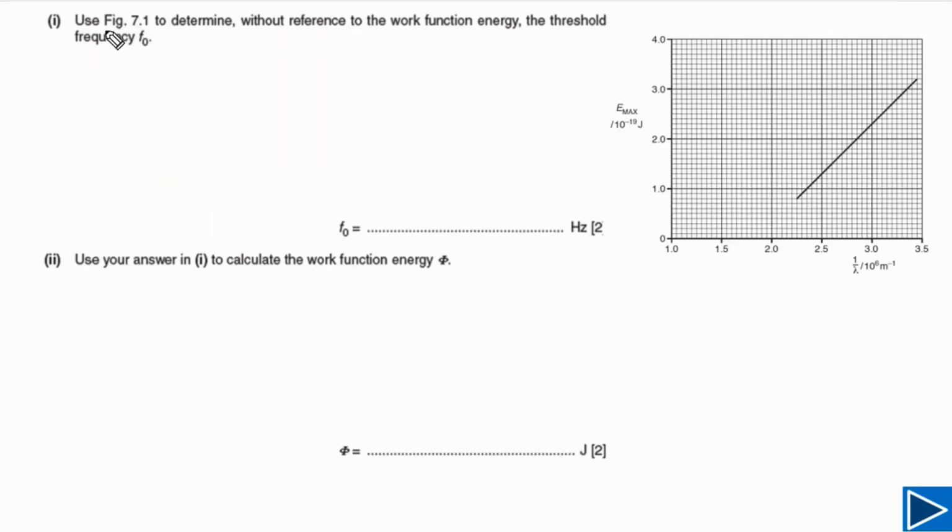Part C1 is simply asking us to use figure 7.1 to determine the threshold frequency without reference to the work function. It simply means that we need to use this graph and find out the threshold frequency. At threshold frequency, this is the minimum frequency of electromagnetic radiation we need for emission of electrons, when the maximum kinetic energy of the electron is equal to 0.